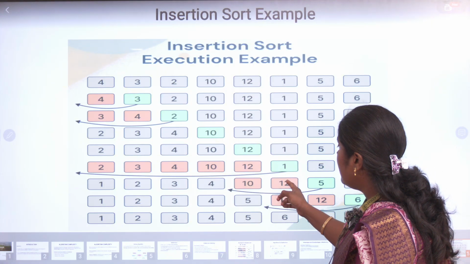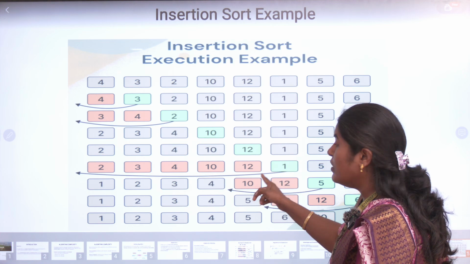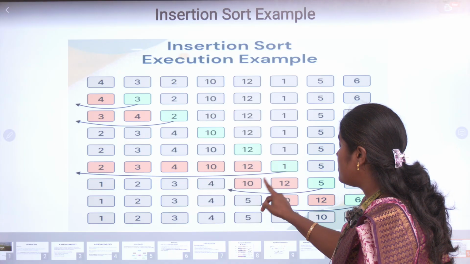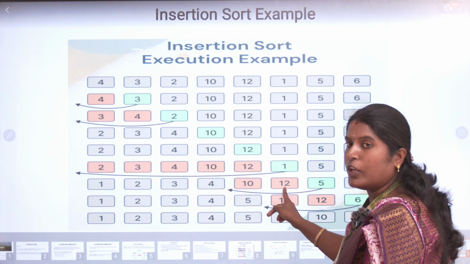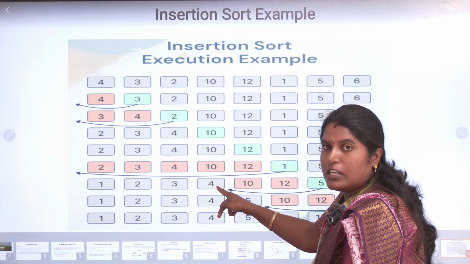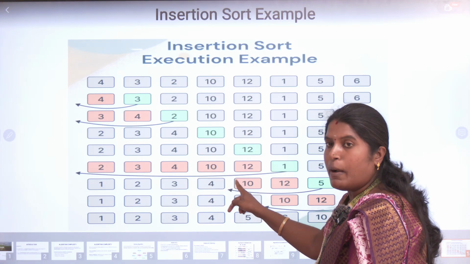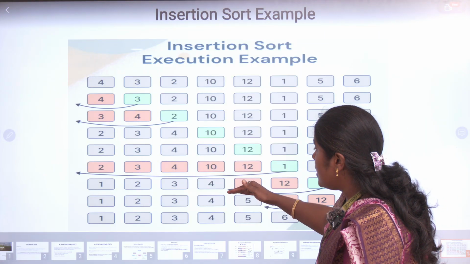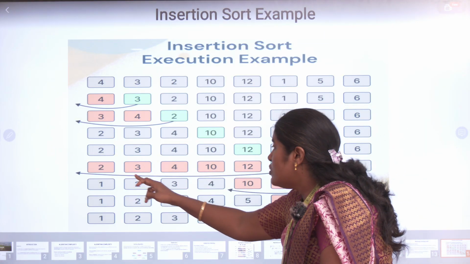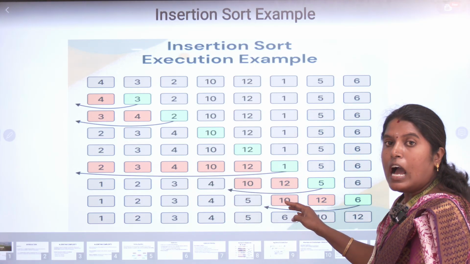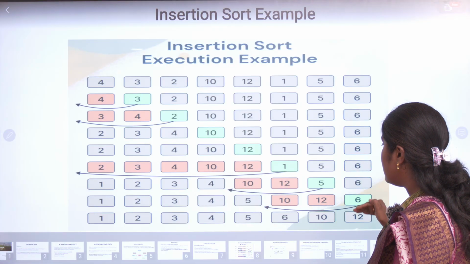Again see here, 5 is there. We have to compare 5 with 10. Again 10 is greater than 5, so I am going to swap these two items. So 5 will be moved here and 10 will be moved here. Now I have to compare 5 with the element which is present in the 4th position, which is 4. When I compare, 4 is lesser than 5, so there is no need of swapping. So at the end of the stage, I will be getting the output as 1, 2, 3, 4, 5, 10 and 12. And the last element to be compared in this list is 6.